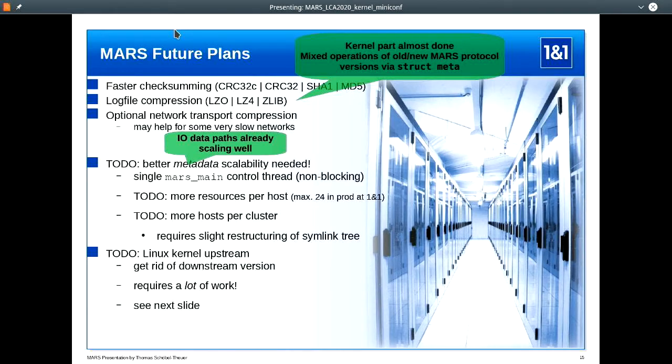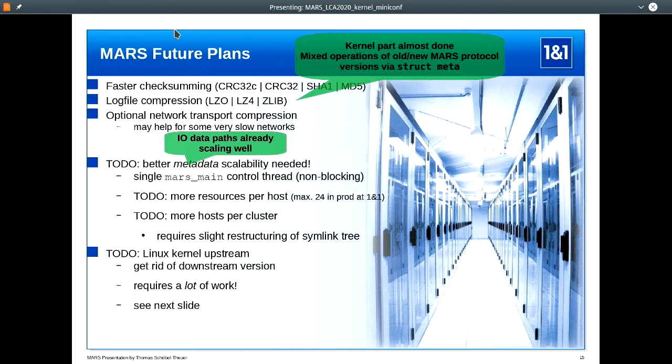Okay, then Mars future plans. We can shorten this if you like. If you have questions, you can ask. This is what I'm currently working on. So I have new checksumming algorithms. MD5, the traditional one used in Mars, is very slow. I have CRC32, which is much faster by a factor of 10. It's already in the kernel due to networking, of course. And log file compression, independently from the transport, can help for some use cases.